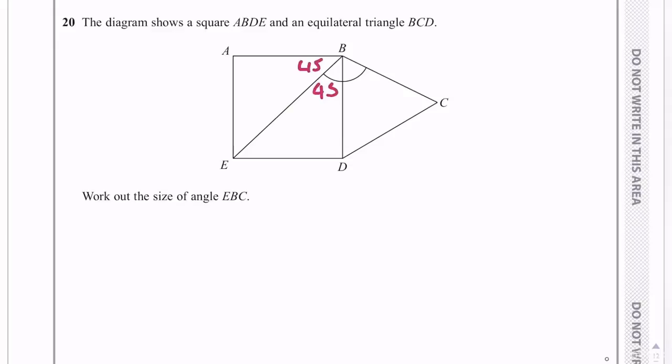And then inside an equilateral triangle, all the angles are 60. So E to B to C being this angle here is going to be that 45 plus the 60. And don't forget to label everything on the diagram there, because you're going to get marks for that. So 45 plus 60 is 105 degrees. There you go, final answer 105.